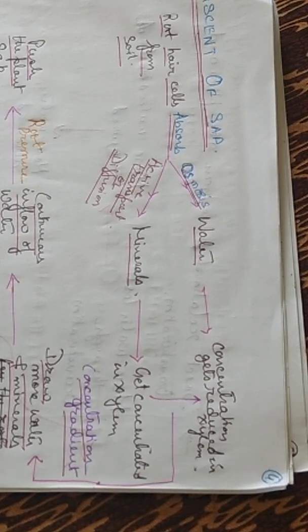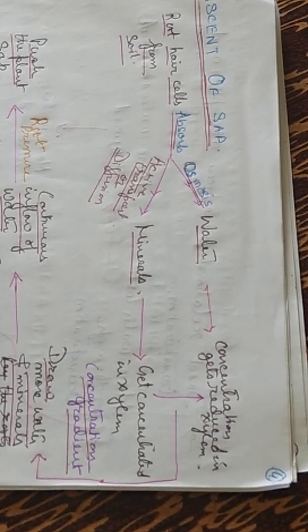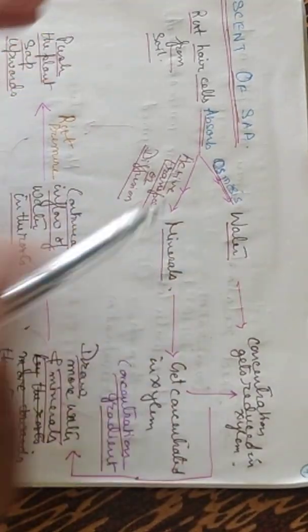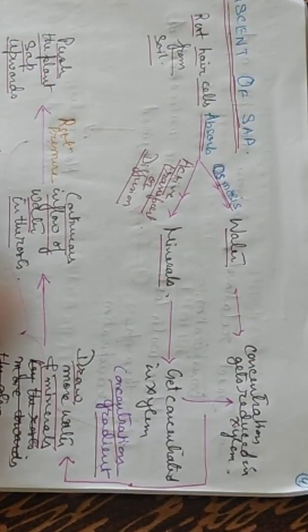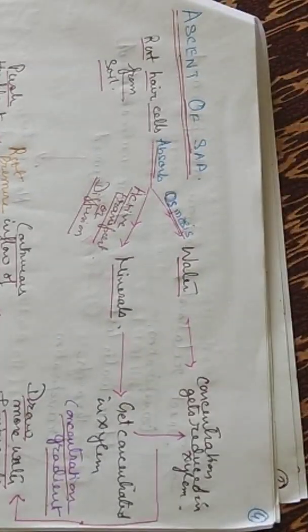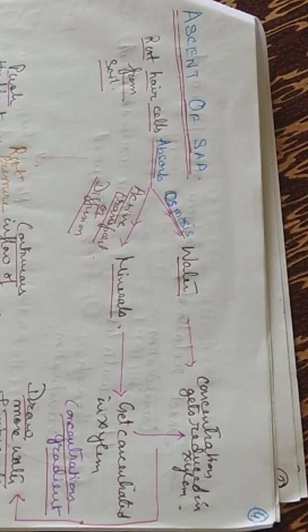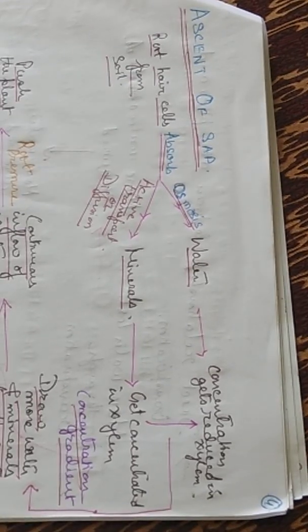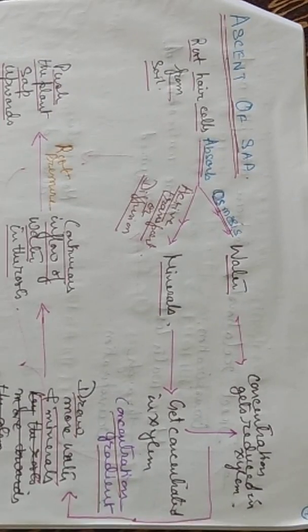There is a continuous inflow of water in the roots, which is creating a root pressure. This absorption is a continuous process. Then again there is a concentration gradient, and again it is absorbing. So this is a continuous flow going on inside the root hairs, in the roots. Therefore that is creating a root pressure, which is pushing the plant sap upwards.